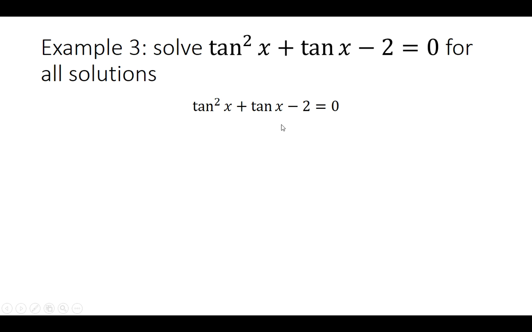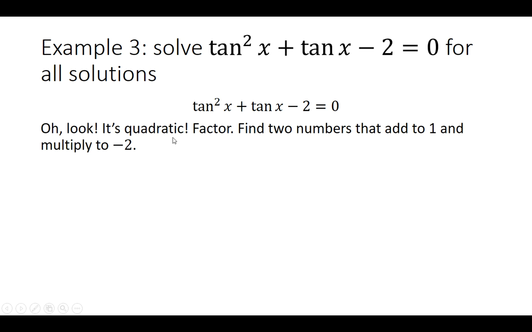So we're starting with this equation, which is quadratic. Tangent squared x, tangent x, constant. With it being quadratic, we can factor it. We need to find two numbers that add up to 1 because of the 1 times tangent x, and two numbers that multiply to negative 2. Those two numbers would be negative 1 and positive 2. So our two factors would be tangent x minus 1 and tangent x plus 2.